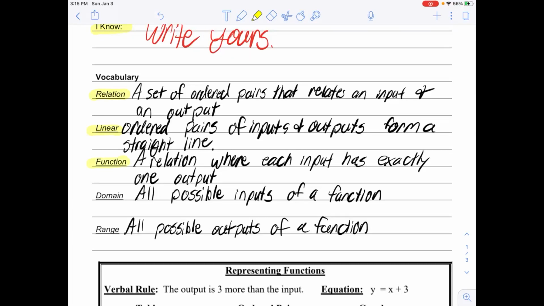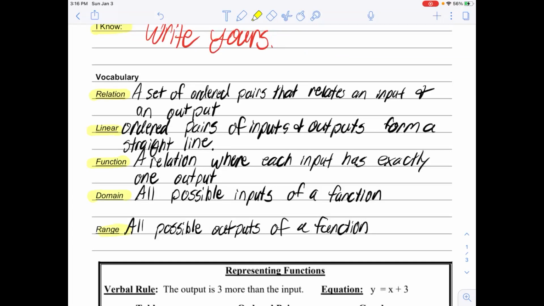A function is any relation where each input has exactly one output. So this is something we talked about in 6th grade quite a bit, and so hopefully you have a little bit of basis in that. But even if you don't, all it means is that when I put something into this, I can only get one answer out. A domain is all the possible inputs, so everything I could possibly input, and then the range is all the possible outputs.